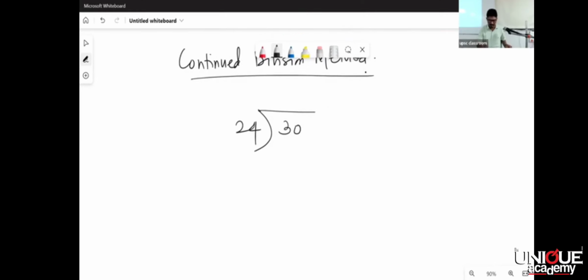Is it clear? So the first step is dividing the greater number by the smaller number. Try to get the maximum quotient and the remainder. So 24 ones are 24, and the remainder here is 6. So what is this method? When we are finding HCF by this method, dividing the greater number by the smaller number, if the remainder had been 0, then the divisor itself would have been our HCF.